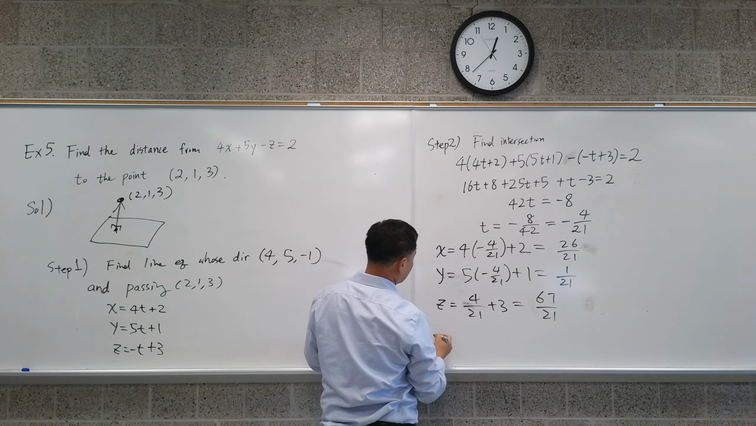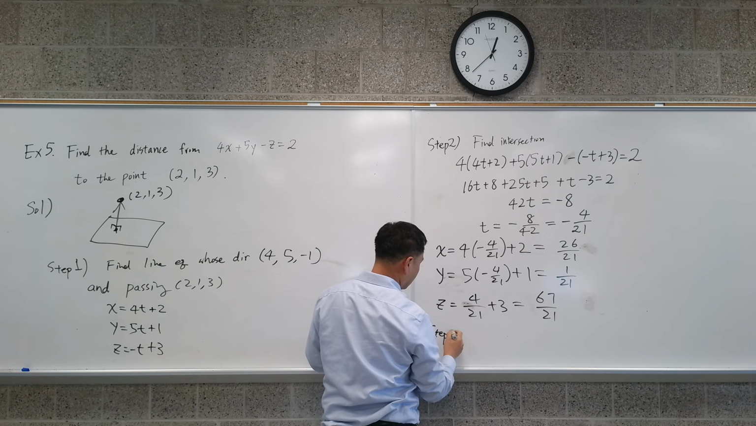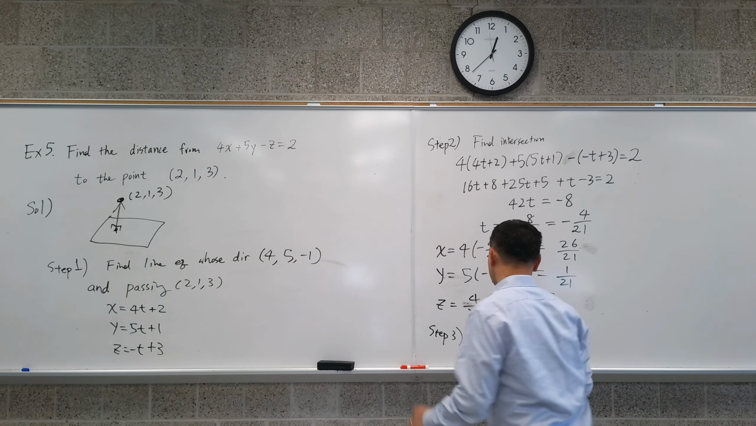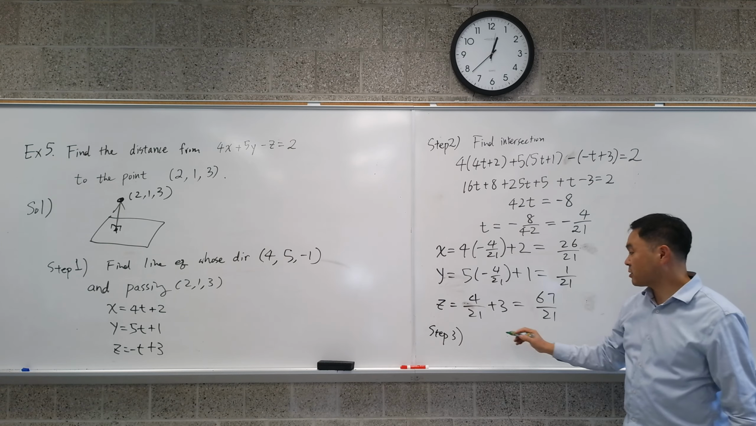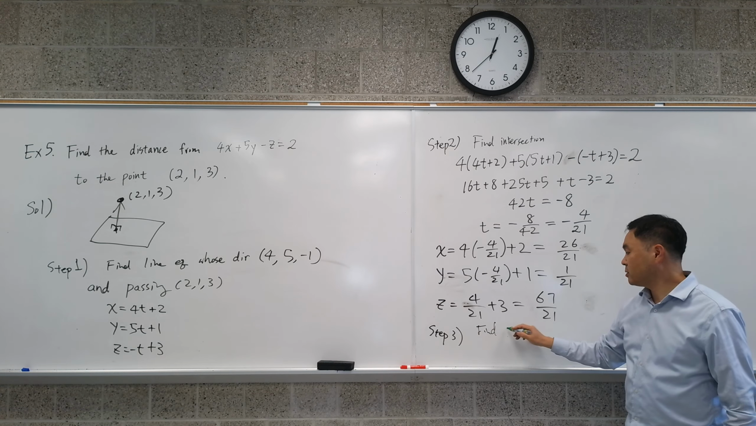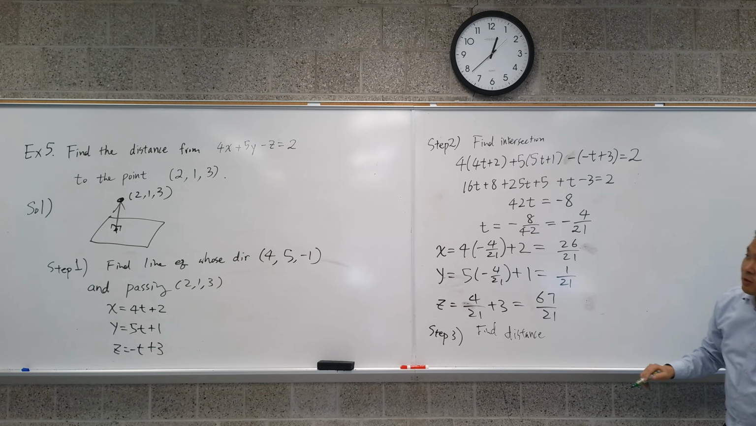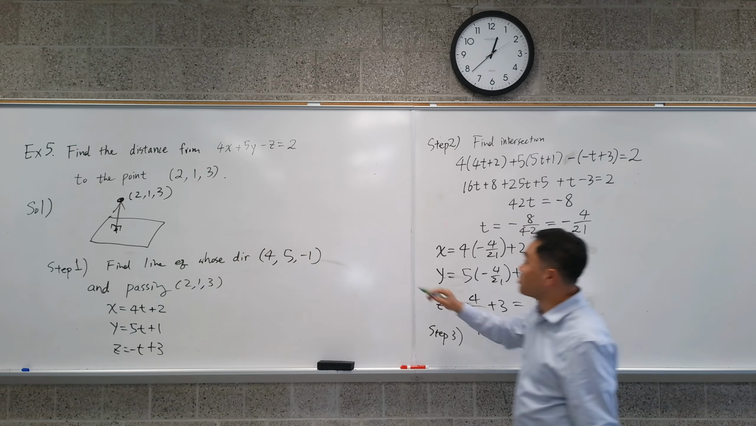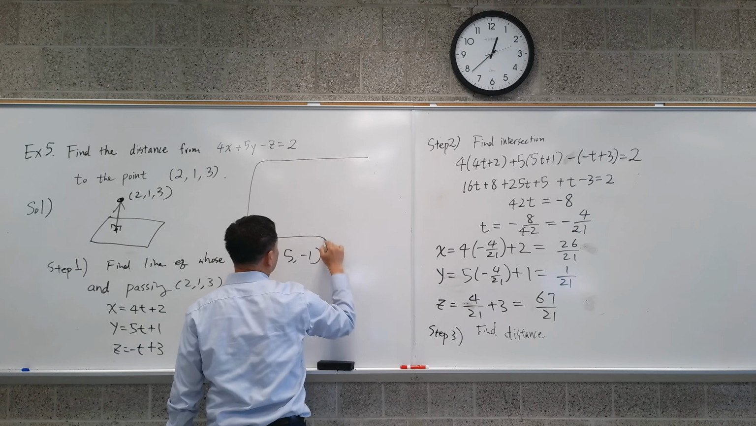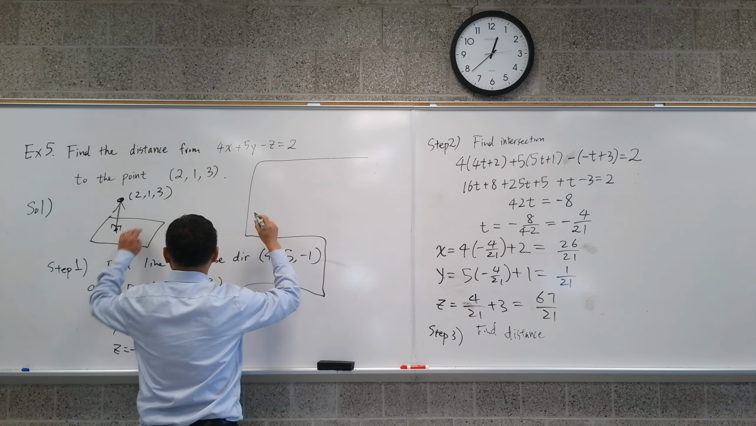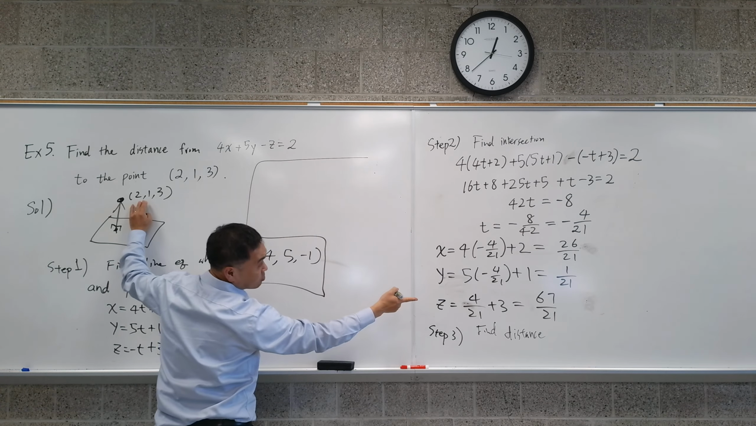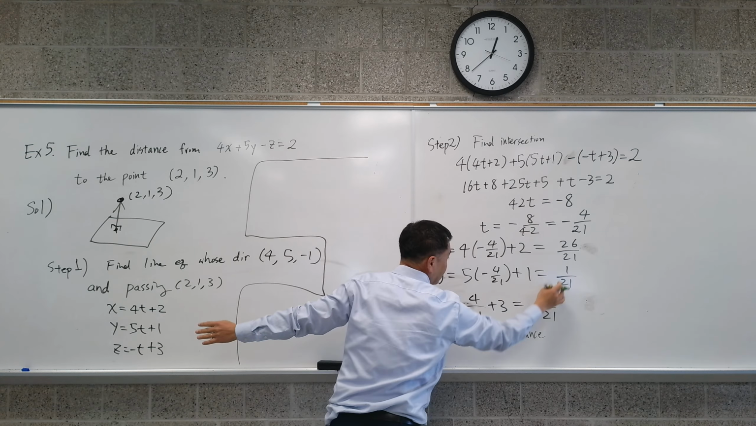Okay, and then step 3, find the distance. And the distance here is, let me write over here because I don't have enough room. So the distance would be between 2, 1, 3 and that point, right?